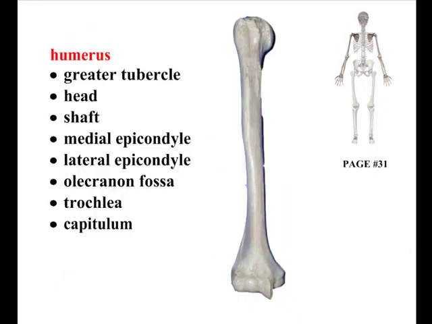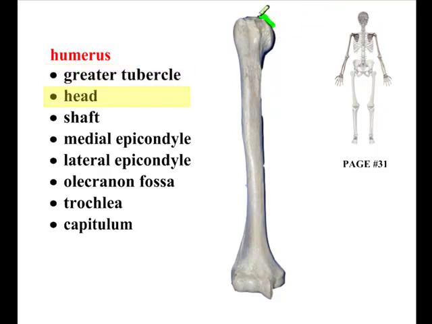Moving on, next we have the humerus. The humerus being the large bone in the upper part of the arm. First we want to focus on the greater tubercle, and that is this large bump right here on the outside of the shoulder. And that's an easy one to feel. If you actually reach up and touch the outside of your shoulder, you can feel the greater tubercle.